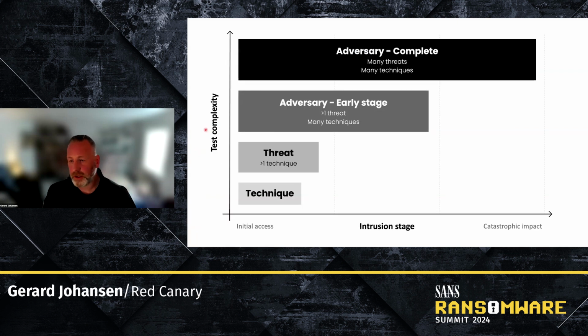So let's look at the complexity, but very simple. That initial access, maybe a technique. We're doing multiple techniques under a threat. We're taking that adversary and a lot of those techniques that we would see an adversary execute on a system, and then looking at how those actually work in conjunction with each other. And then finally, that adversary complete. We're taking the whole panoply of TTPs that a ransomware actor is doing, and we're putting them together.